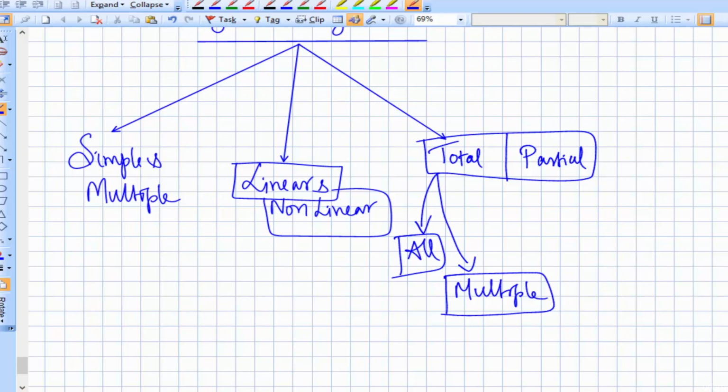Then the next one is partial. Here, what we'll do is we'll consider one or more variables. One or more variables are going to be considered, but the point is not all. Not all the variables are considered, but one or more variables are considered. So we call it partial regression.